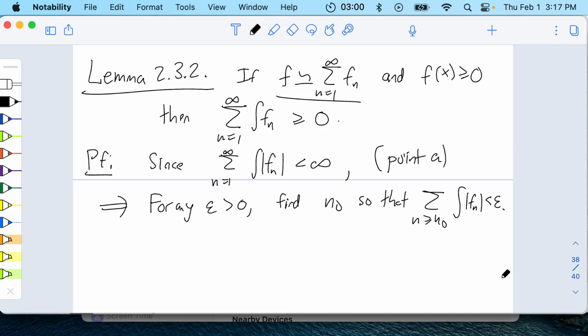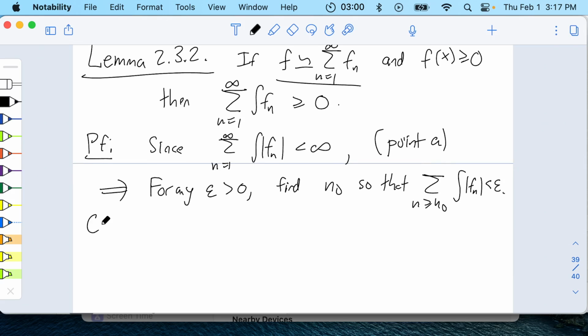Now we're going to make a new sequence. Consider the sequence Gn, defined as follows. Very roughly speaking, for the sequence Fn, everything past n naught doesn't matter. It's so small, it might as well not be there. f is fundamentally the sum f1 to fn naught, and all the stuff after that is like a little bit of tiny dust sprinkled on top.